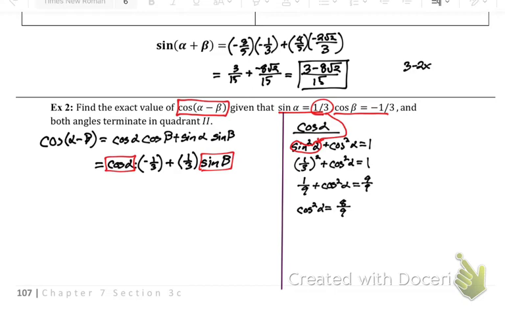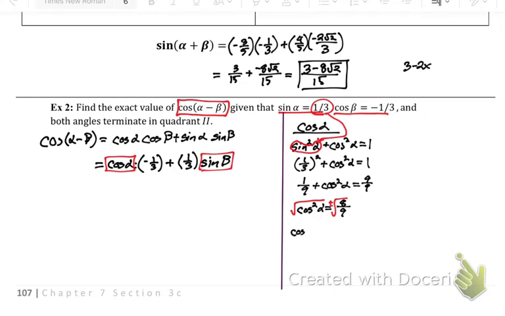That gives me 8/9. This is just algebra. Really, your big step was just understanding that you can plug that value in. So we just follow our algebra along. We get 8 over 9. Take the square root of both sides. Remember, when you take the square root, it becomes plus or minus.